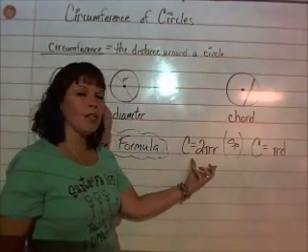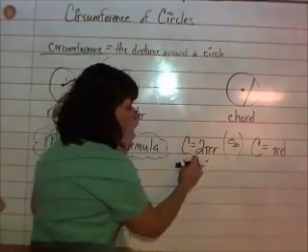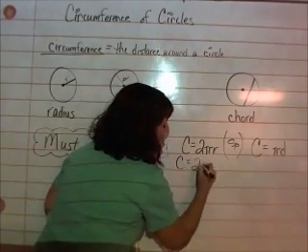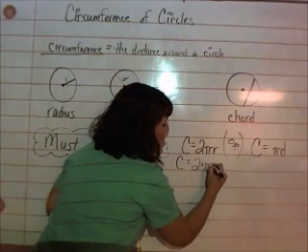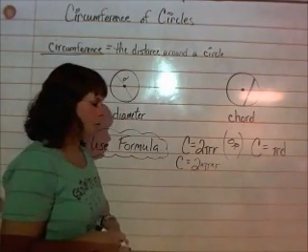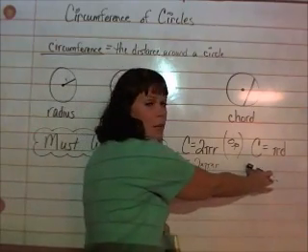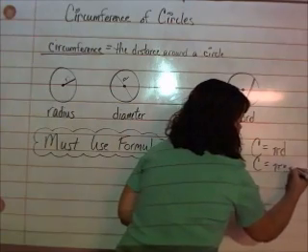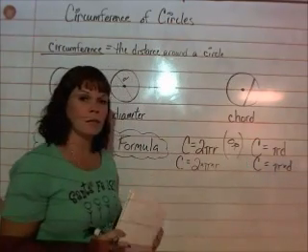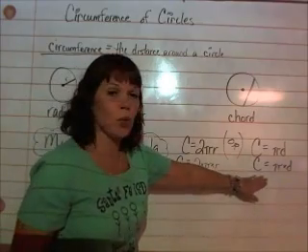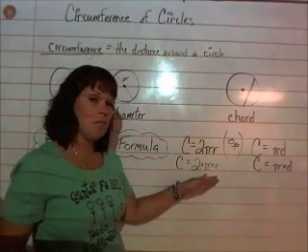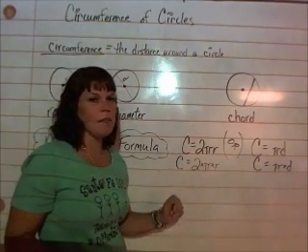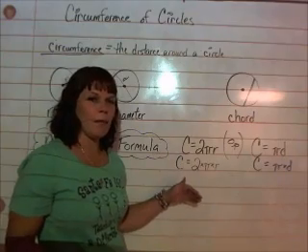Now, don't forget if you had to write this out long ways, this one would be C equals, circumference equals 2 times pi times the radius. If you were to write this one out long ways, you would have circumference equals pi times the diameter. Now this one looks shorter than this one by one variable, but you're going to realize they're actually the same thing. So let's go ahead and try some examples together.